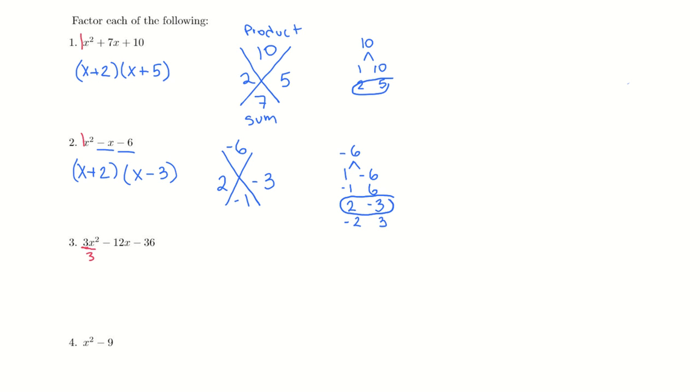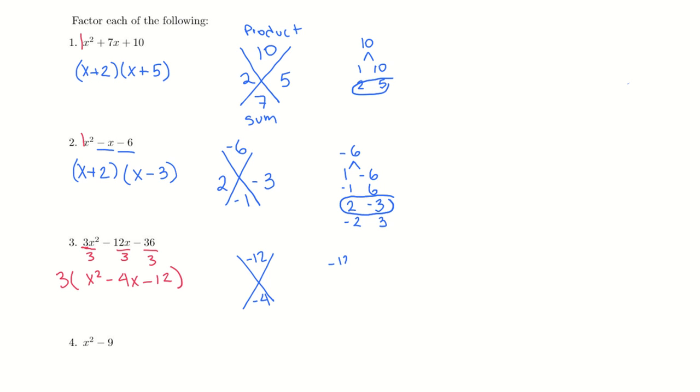Let's see, divide by 3, divide by 3, divide by 3. So I'm going to pull a 3 out in front. And if we divide each of these terms by 3, we would have x squared minus 4x minus 12. And now we want to factor this inside polynomial with the 3 taken out. That means we're trying to get a product of -12 and a sum of -4.